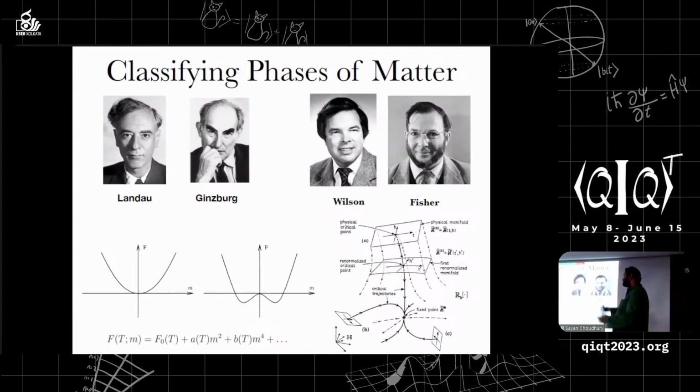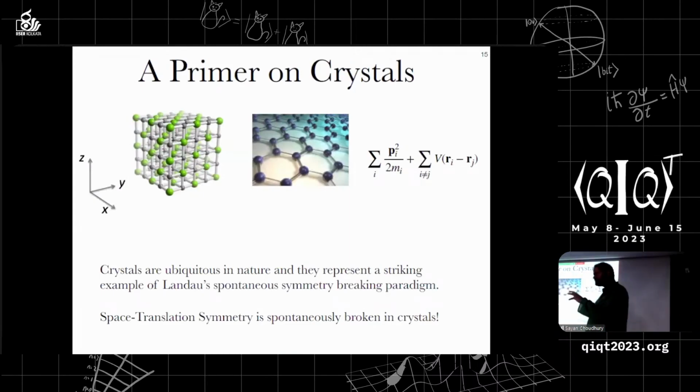So this is the so-called Landau-Ginzburg paradigm, or Landau-Ginzburg-Wilson paradigm, or Landau-Ginzburg-Wilson-Fisher paradigm, and so on. And now this breaking of these symmetries, the spontaneous breaking of symmetries that leads to realization of phases of matter, has some important consequences. So for instance, crystals is a great example where spontaneous symmetry is broken.